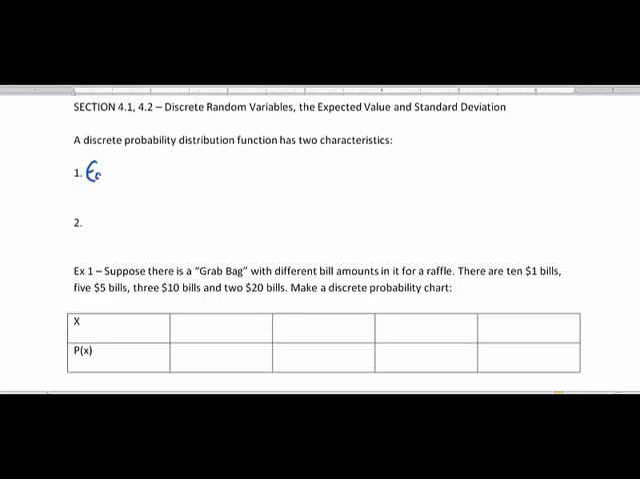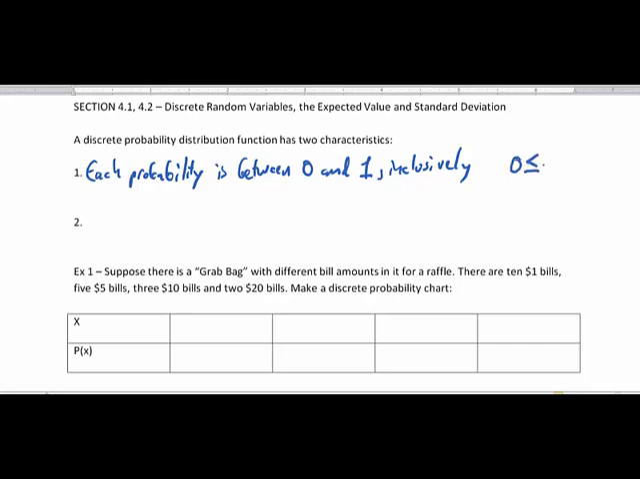Each probability in a probability distribution is between 0 and 1, inclusively, which means that you could have a 0 or you could have a 1. Another way to look at this mathematically is to say 0 is less than or equal to the probability, which is less than or equal to 1. Or the probability is between 0 and 1, including 0 and 1.